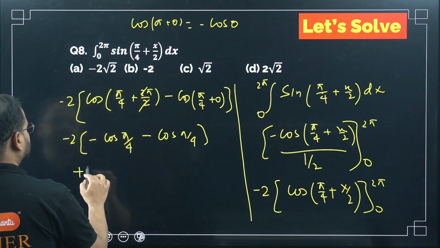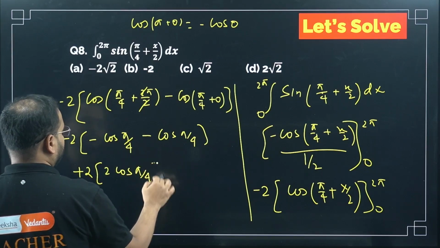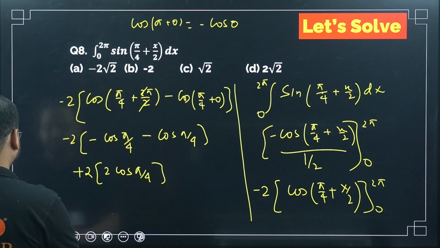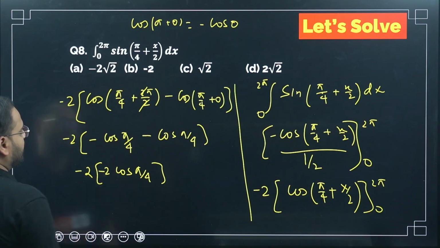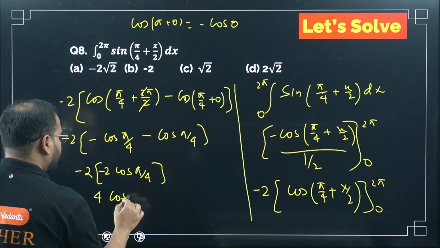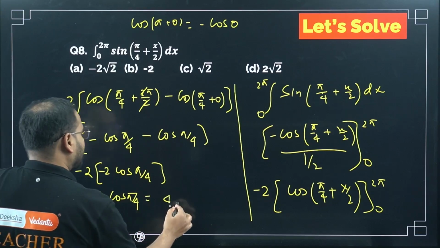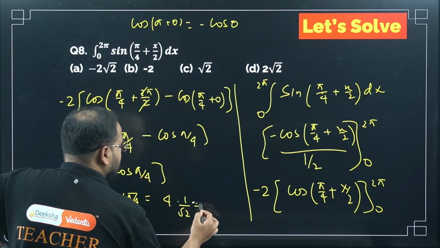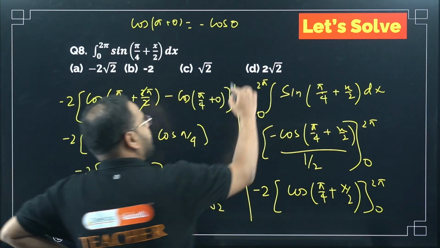It will become plus 2, and this is simply cos of pi by 4. If you'd like I can write one more step. Write here minus sign, this is minus sign, okay. Now it will become what? 4 times of what? Cos of pi by 4, because minus minus will become plus. Cos pi by 4 is what? 1 by root 2. What's the answer? 2 root 2. 2 root 2 is option number D.